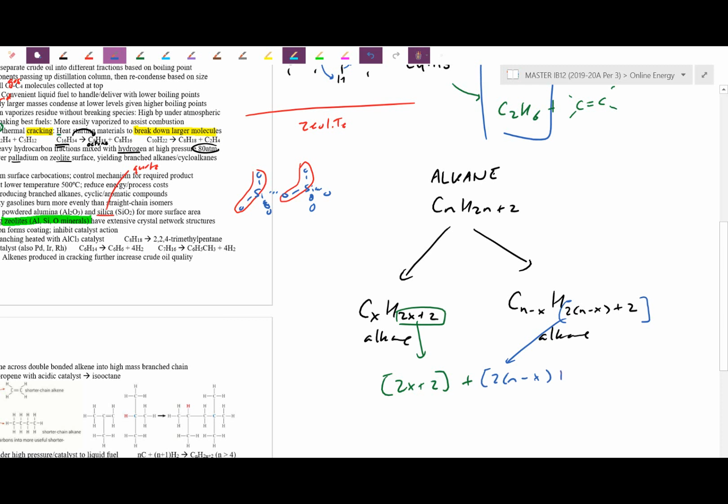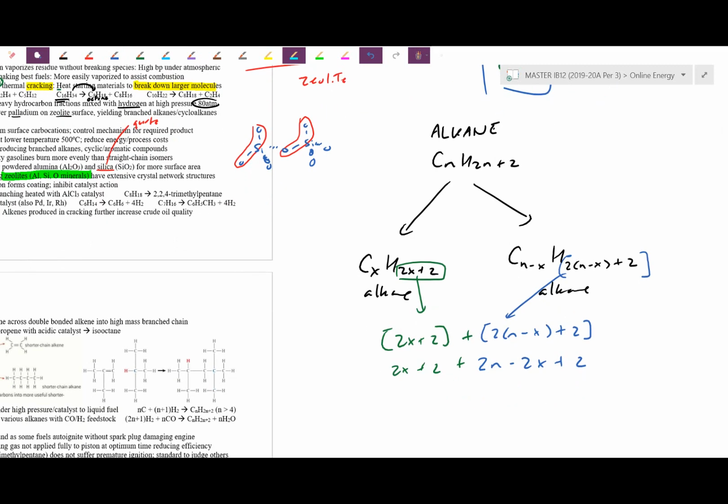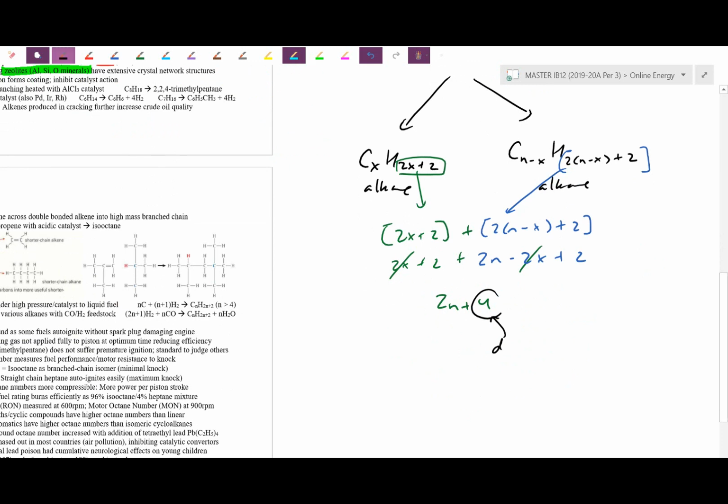We'll see what the general formula is after we do this. So I'm going to get a 2x plus 2, and I'm going to add 2n minus 2x plus 2. Notice in this case, I don't necessarily know what the x is. I don't even know how big this alkane was initially, but the 2x cancels the 2x, and then my general form would be 2n plus 4. This is the number of hydrogens, and we see that, wait, alkanes don't have 2n plus 4. I don't have enough hydrogens.